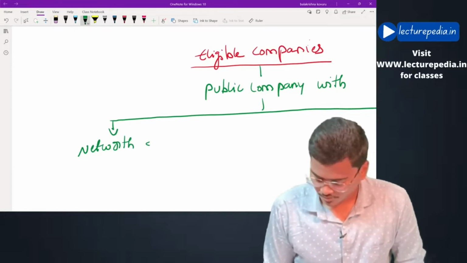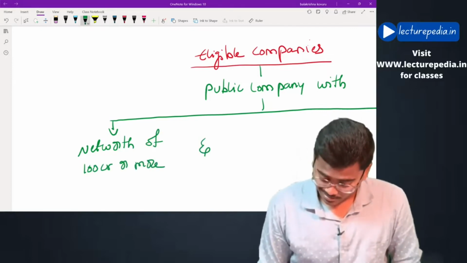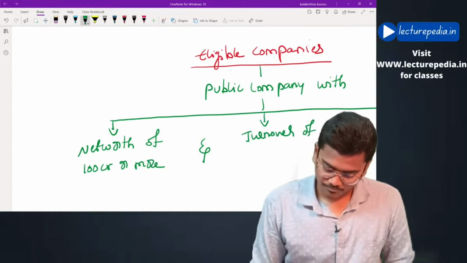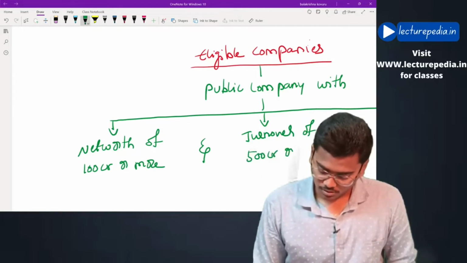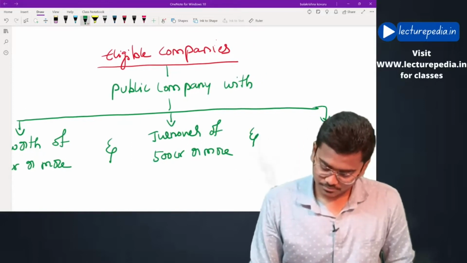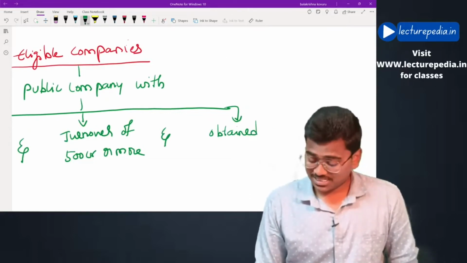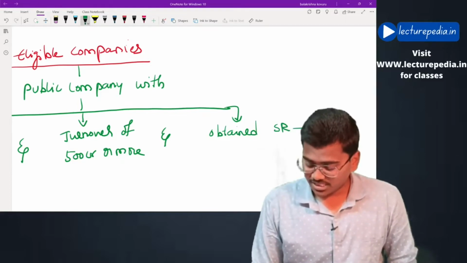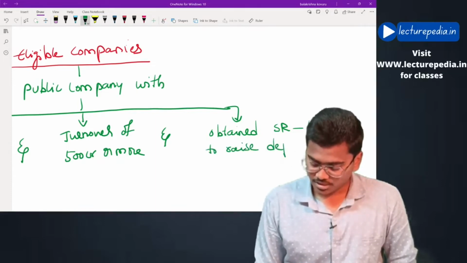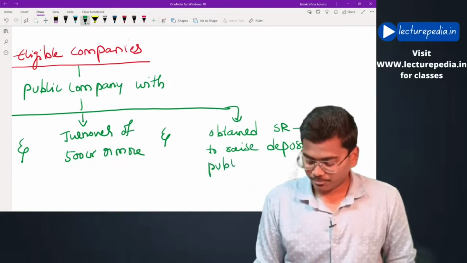Net worth of 100 crore or more, and turnover of 500 crore or more, and obtained a special resolution in general meeting, that is from members, to raise deposits from public.